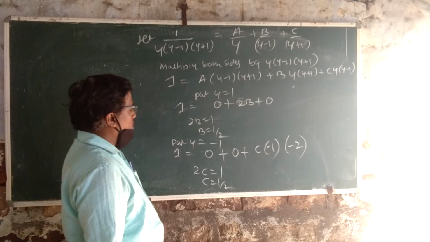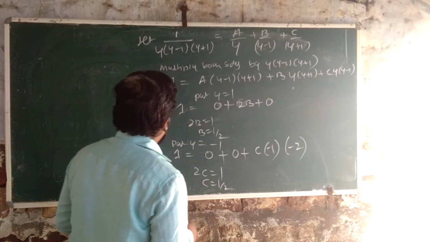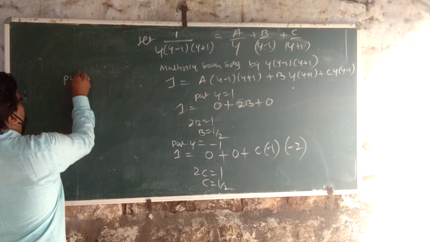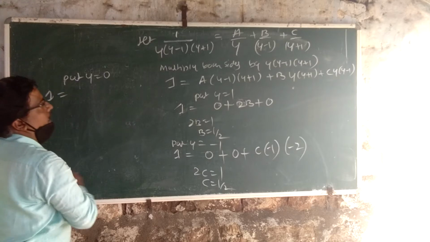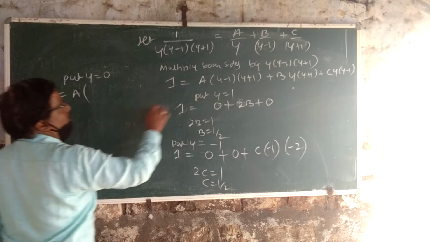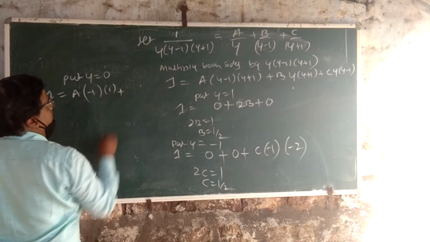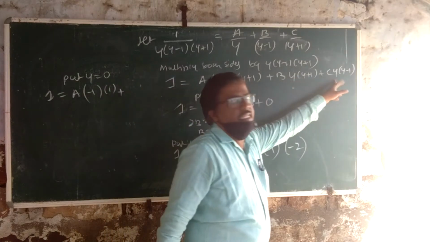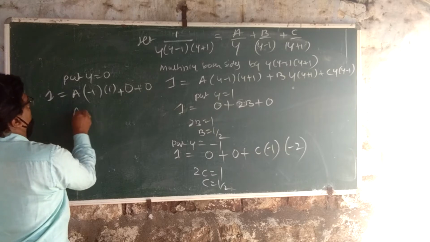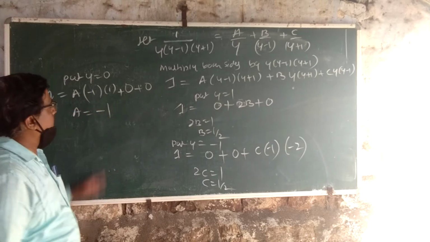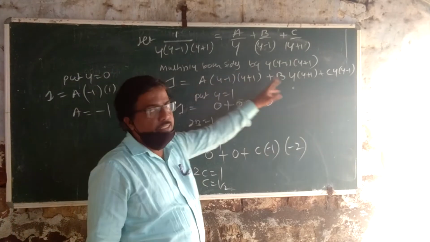Now to find the value of a, put y is equal to 0. The left side is again 1. Next, a into minus 1 into plus 1, and the other two terms become 0 because y is 0. So this gives a is equal to minus 1. Now we have found all the values of a, b, c.